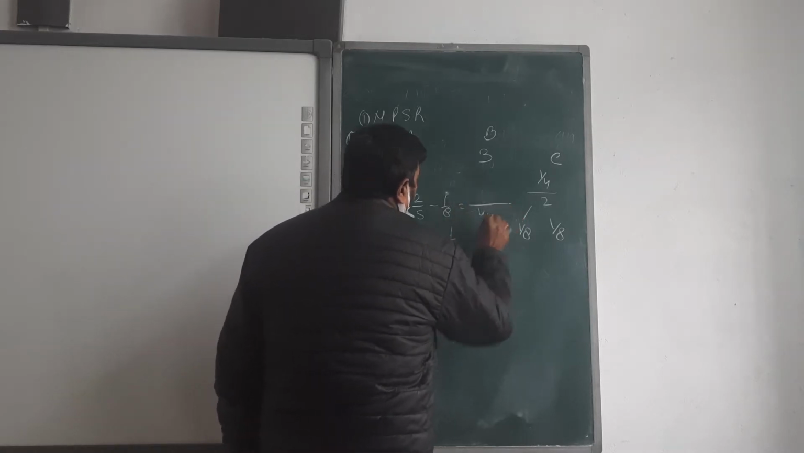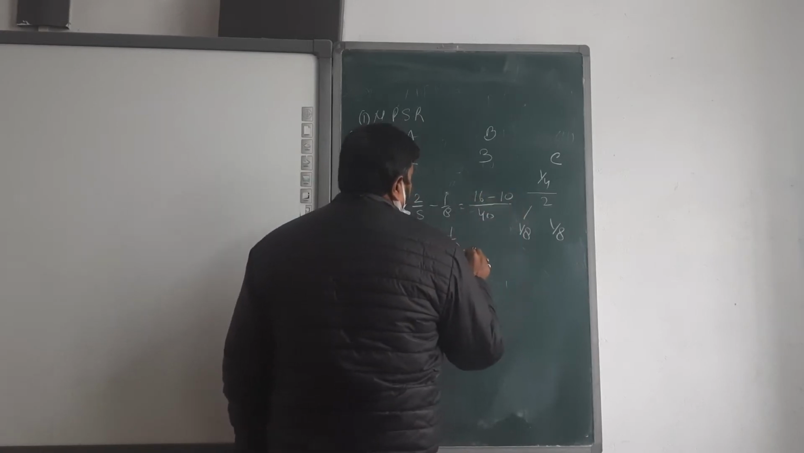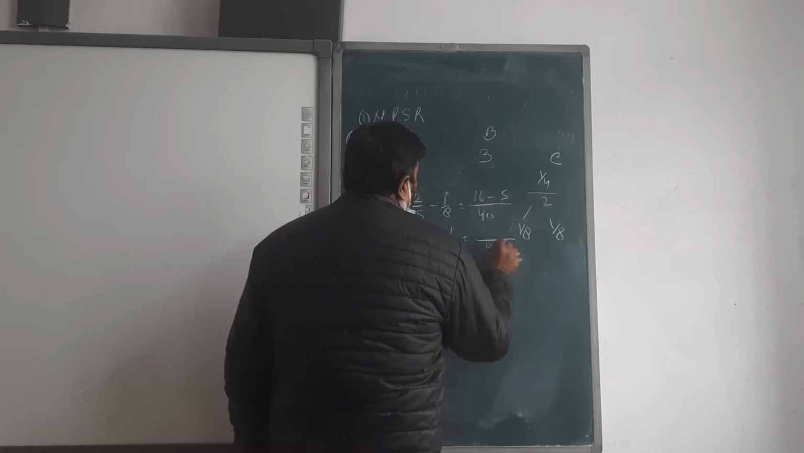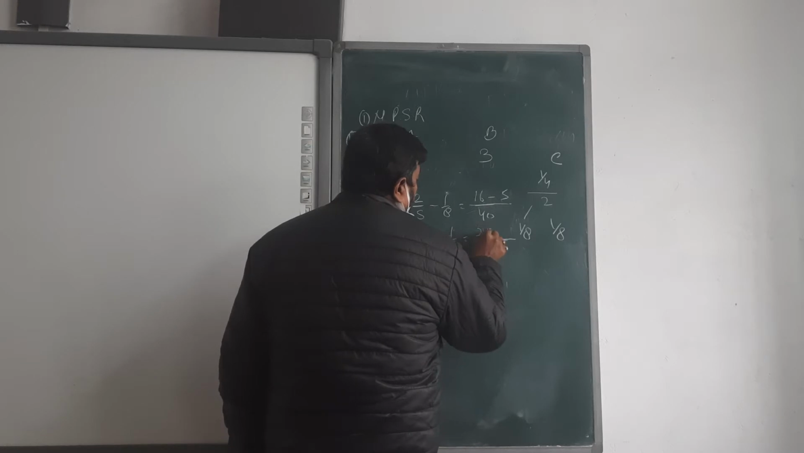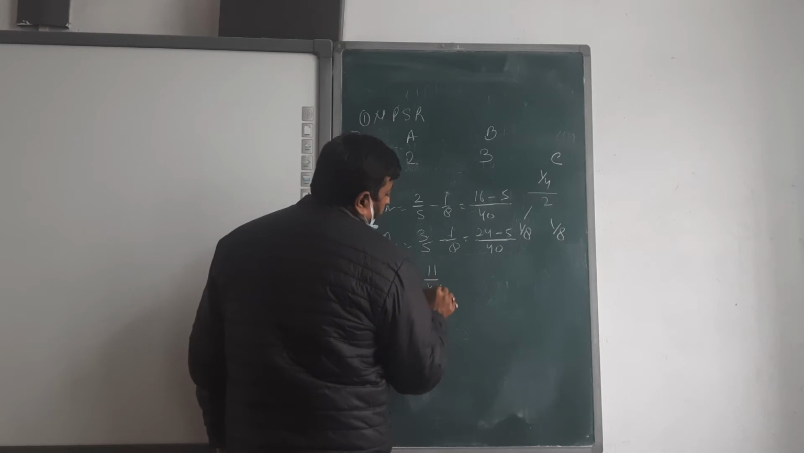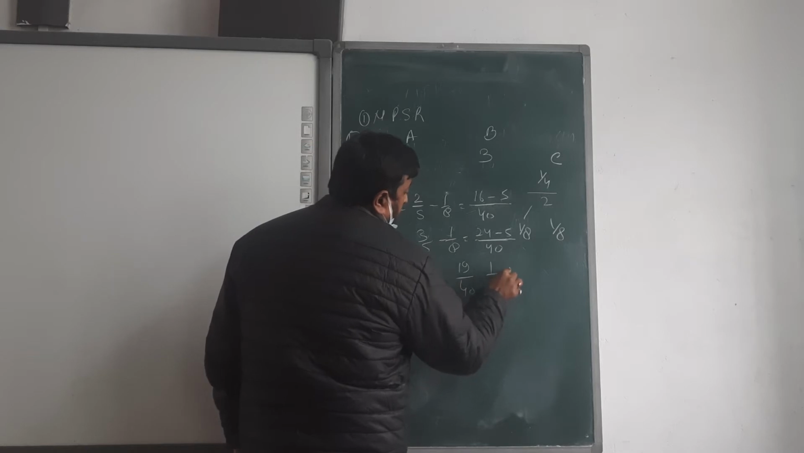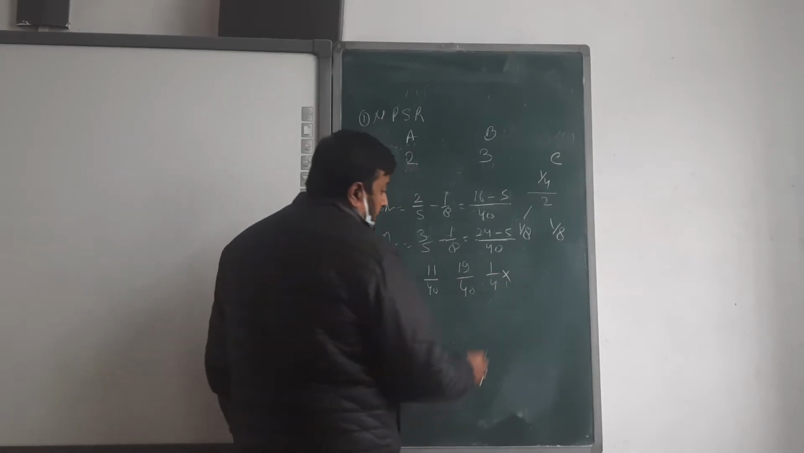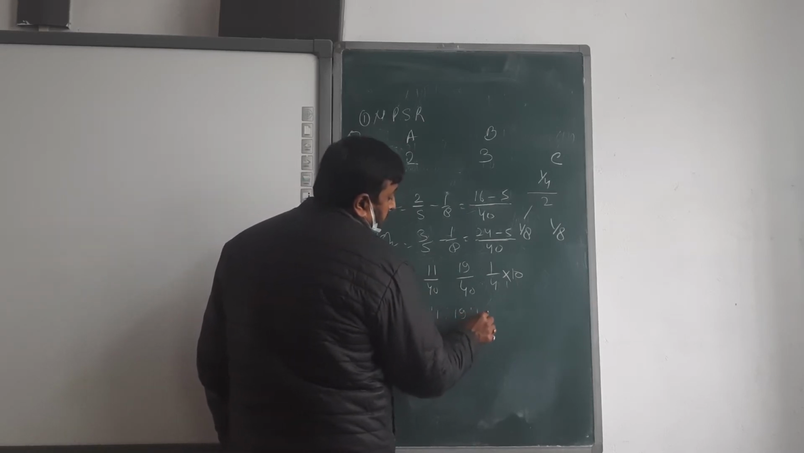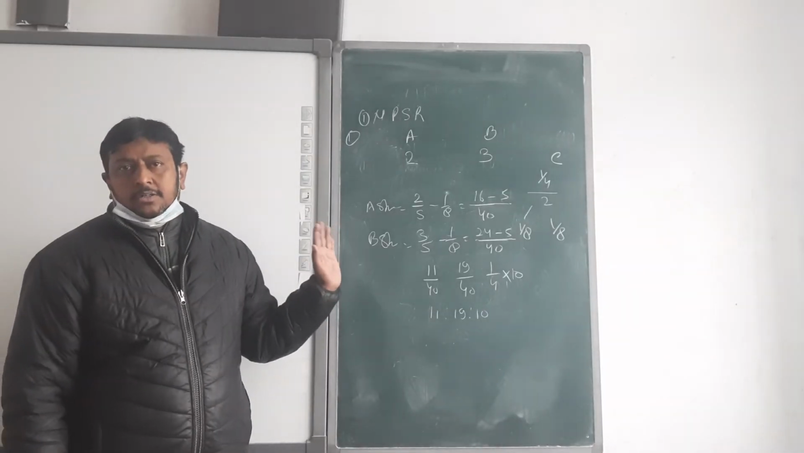Taking the common denominator 40: A's share is 16/40 minus 5/40, which is 11/40, and B's share is 24/40 minus 5/40, which is 19/40. C's share is 1/4, which is 10/40. So the new ratio is 11:19:10. Okay, clear? Is it clear or not?